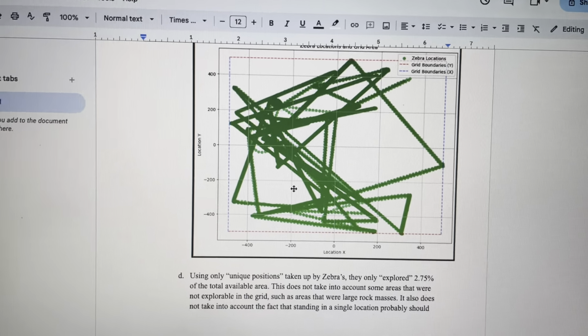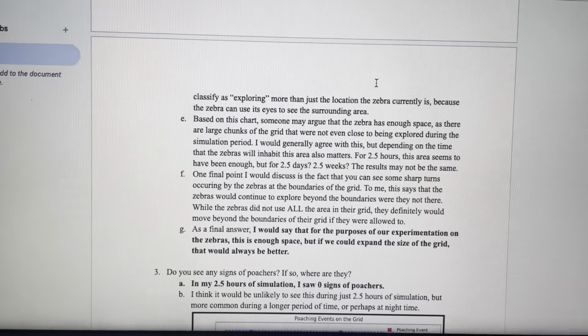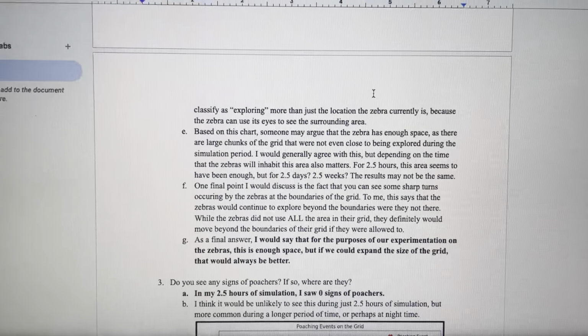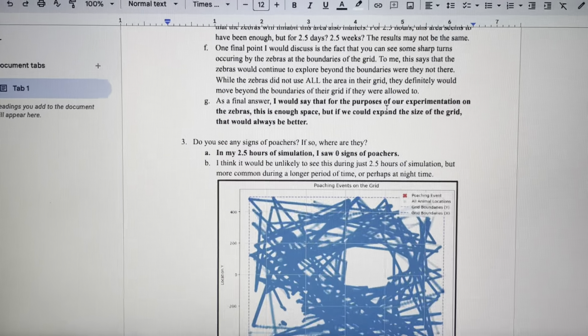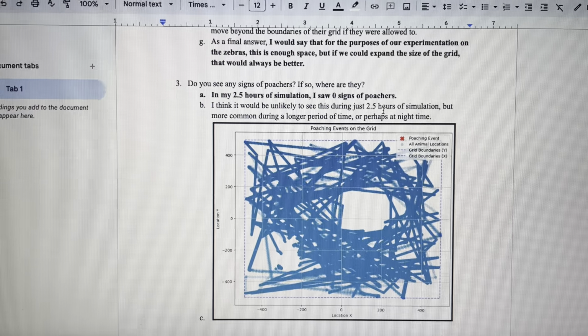So that's one thing, but I would say that for the purposes of our experimentation in general, the zebras had enough space, but if we had any control over it, then maybe we could make it slightly larger. Next, do you see any signs of poachers?